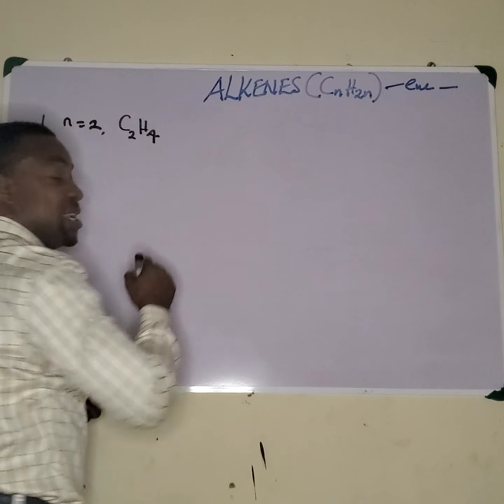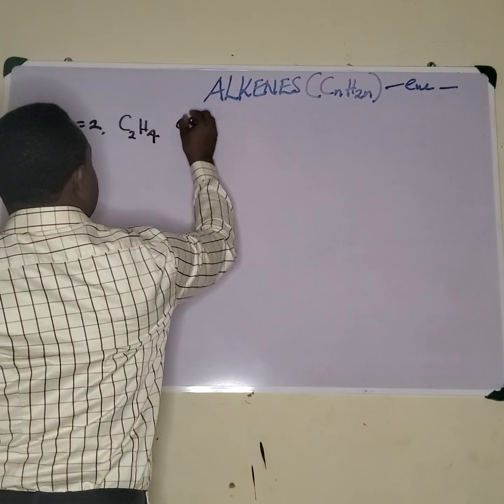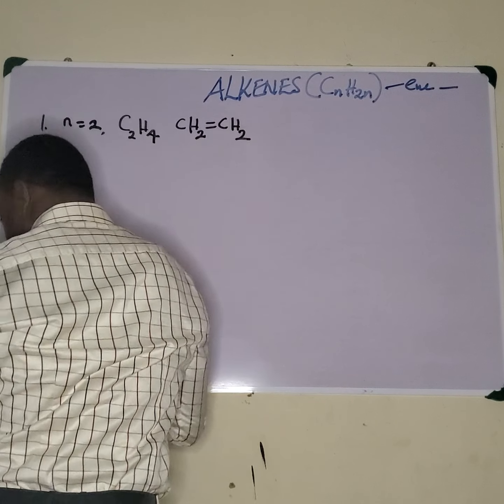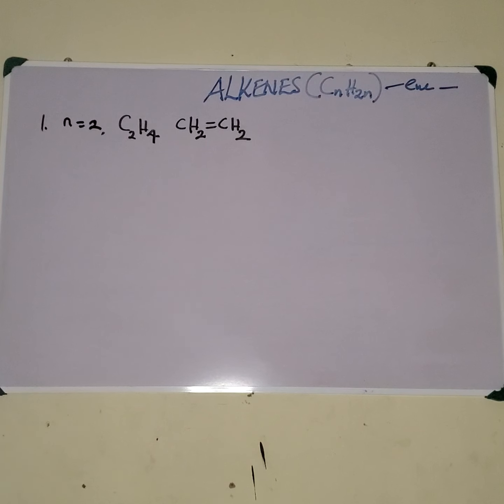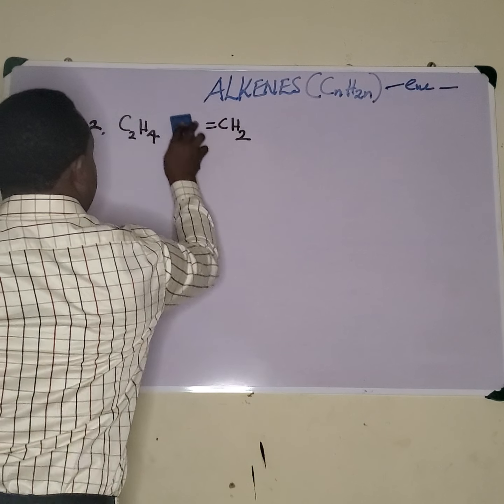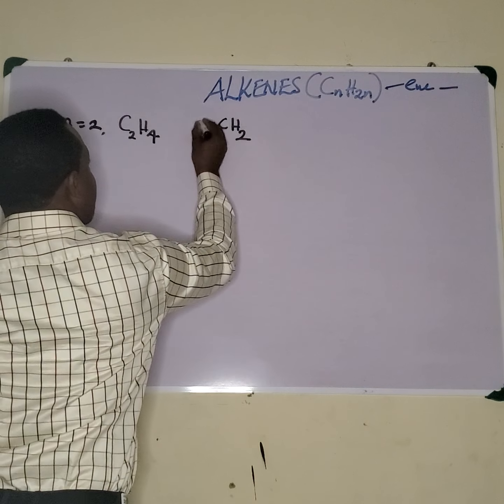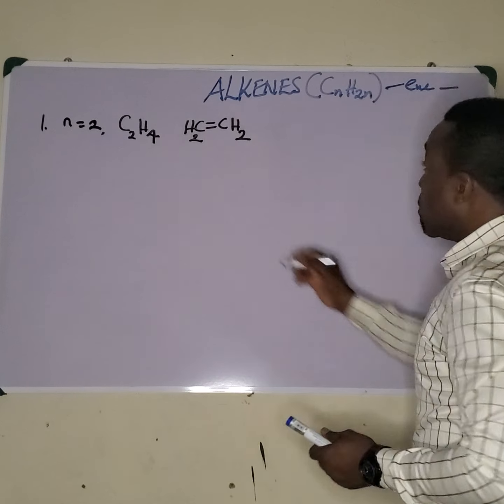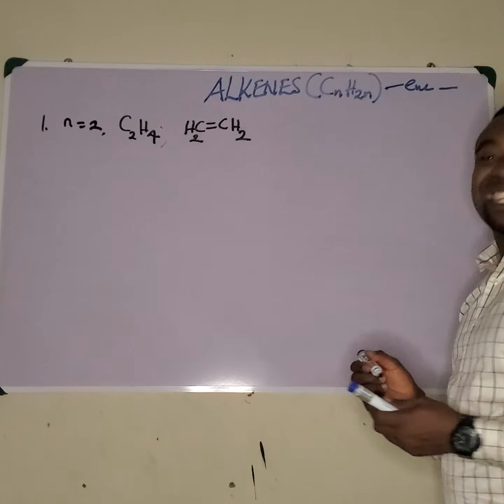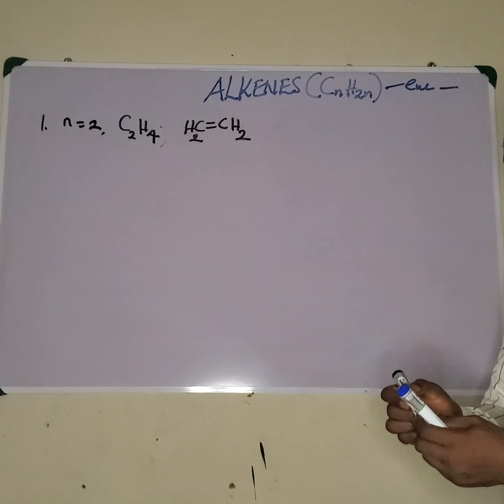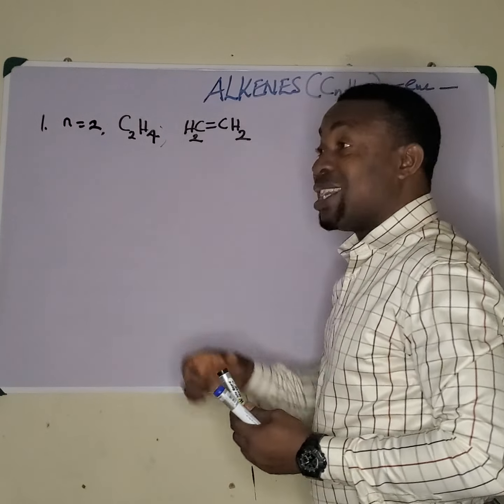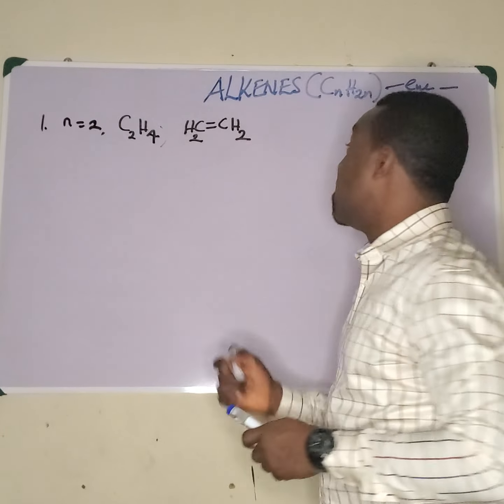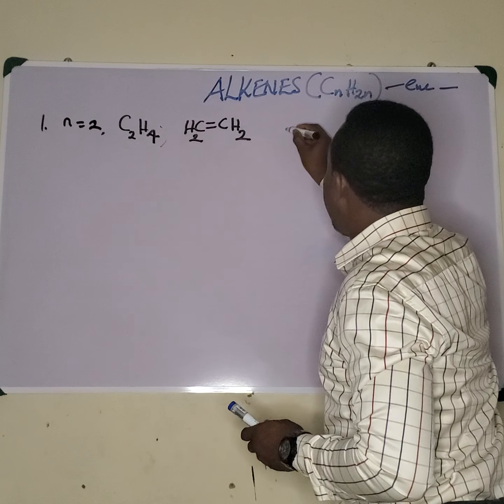Let me use the collapsed structure: CH2 double bond CH2. I'll put it in a professional way, as a chemist, with C and H2. That's the way it's supposed to be. I can also put this structure in a skeletal structure. If I convert this one to a skeletal structure, it will help us a lot, both for A-level chemistry and O-level chemistry.